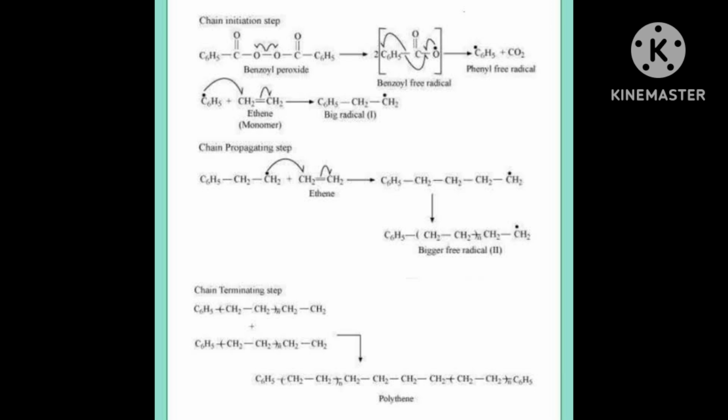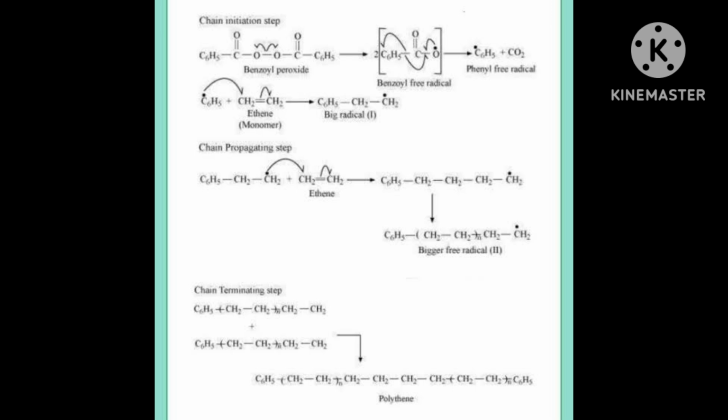Then that will again join with the next ethene. Further it becomes longer, and the second carbon of the newly joined ethene will again have one electron, which means the last carbon will always have one electron. It will continue for very long. This step is called the chain propagation step, correct?